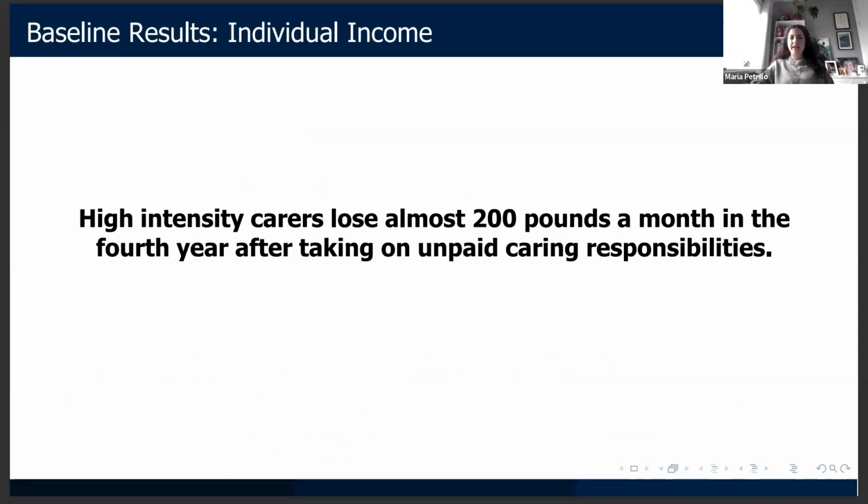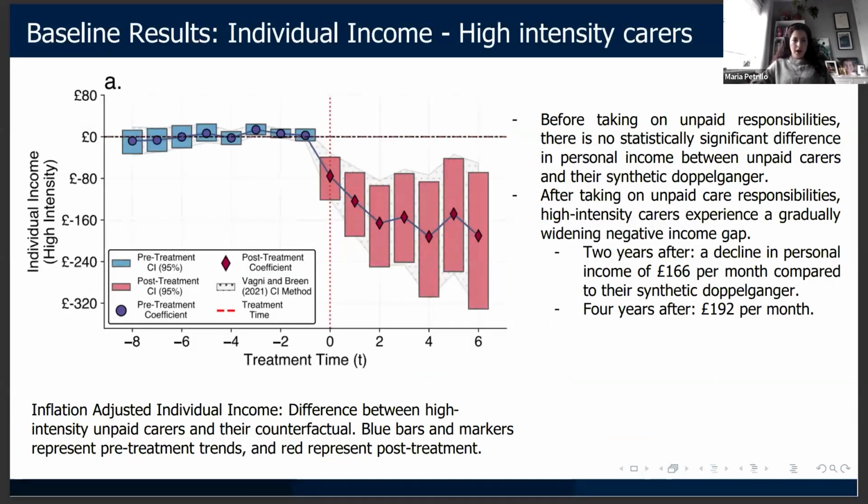So let me give you straight away the result that we achieve in this paper. High intensity carers lose almost £200 a month in the fourth year after taking on unpaid care responsibilities. And let me show you how. So this is the main result of our paper.